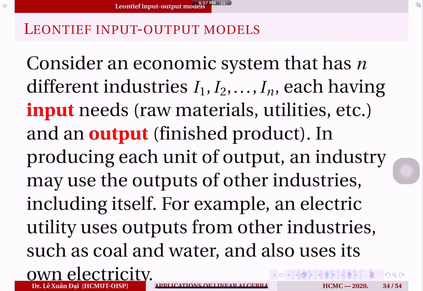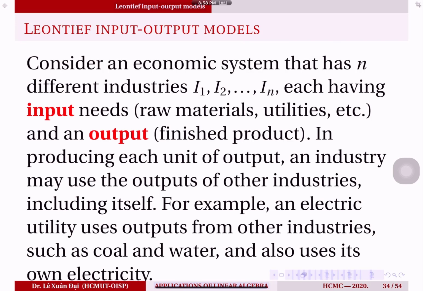The next application I would like to talk to you about today is the Leontief input-output models. In 1936, American economist Leontief published a model concerning the output and input of an economic system. In 1973, Leontief received a Nobel Prize for his work in economics.